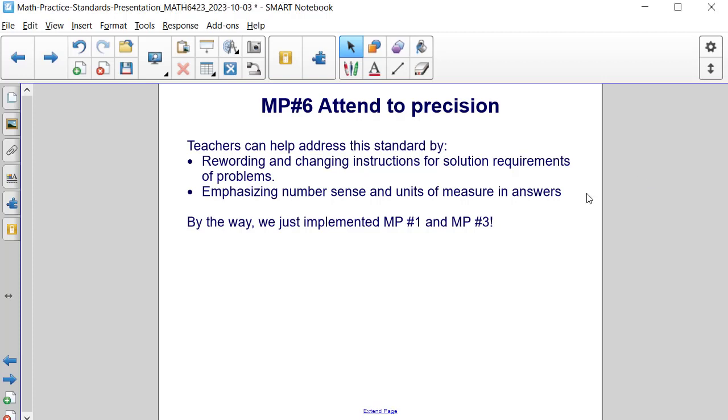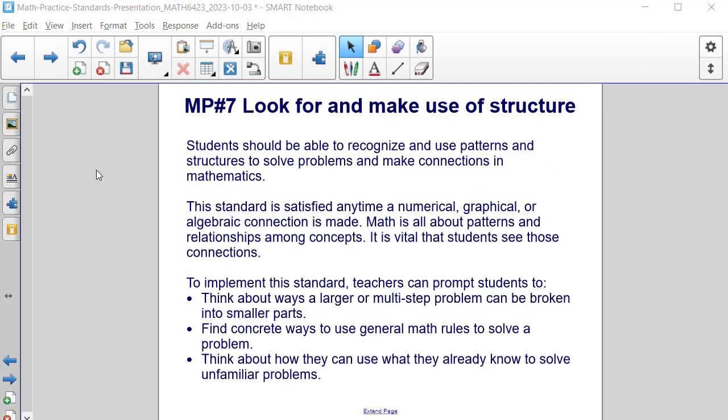By the way, when we asked you to pause the video and think about the question on the last slide, we implemented mathematical practice standards number 1 and number 3. Mathematical practice number 7 is about looking for and making use of structure. Students should be able to recognize and use patterns and structures to solve problems and make connections in mathematics. This standard is satisfied anytime a numerical, graphical, or algebraic connection is made. Math is all about patterns and relationships among concepts, and it is vital that the students see those connections.